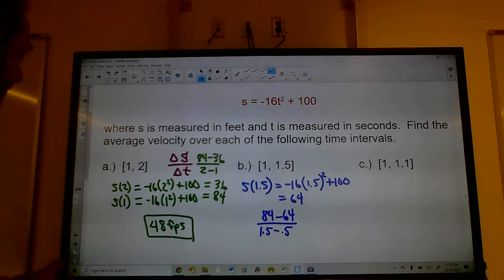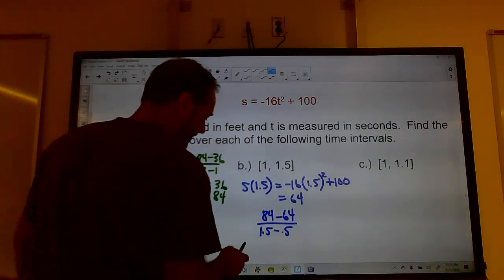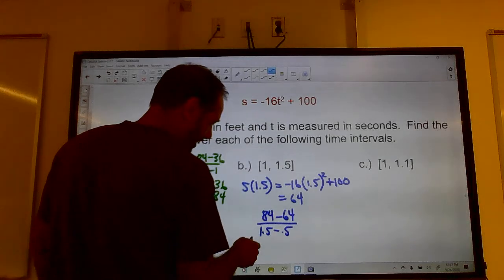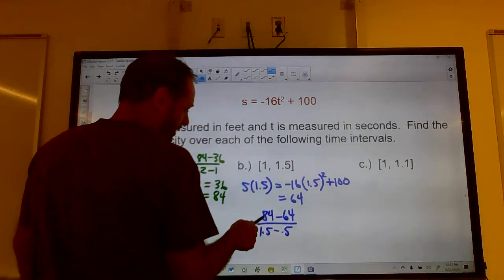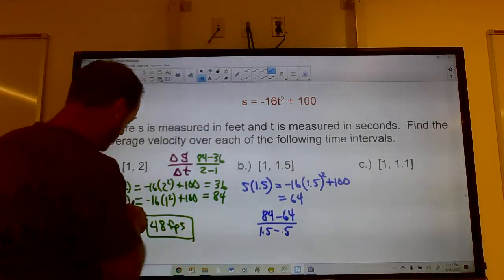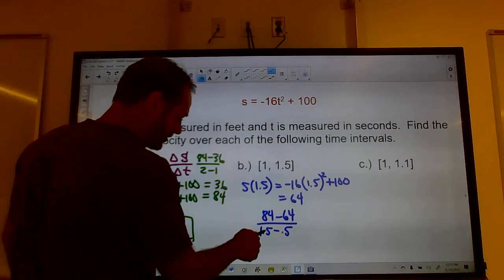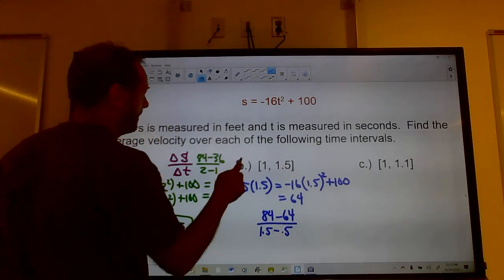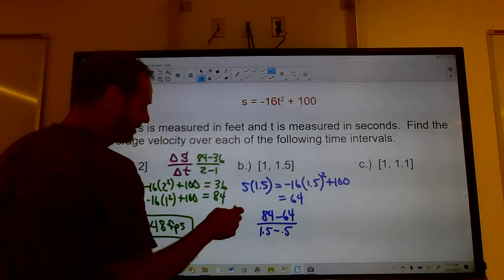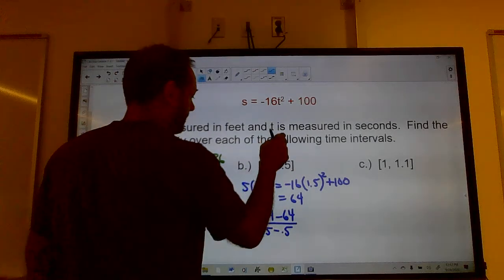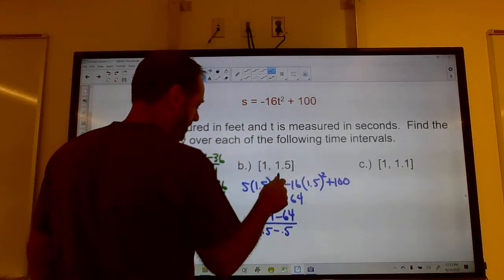And actually, you know what? I did this backwards, because this is s of 1 here. This should be s of 1 here. So s of 1 is going to be 1.